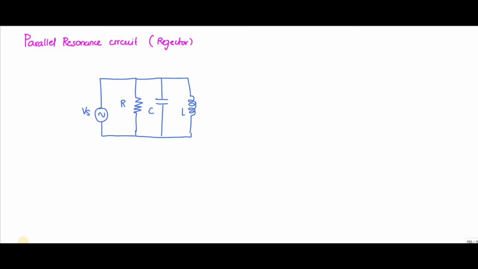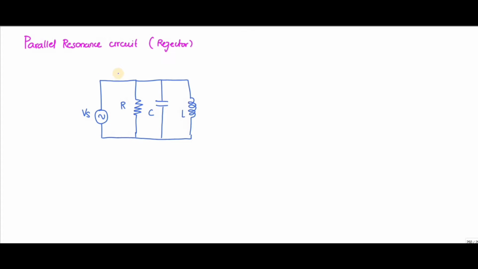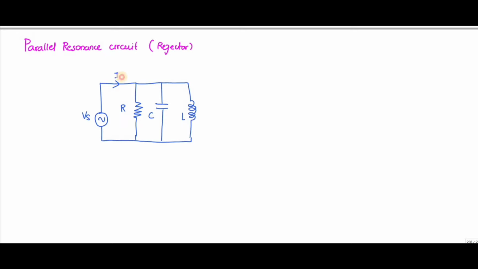In this video, we are going to discuss the parallel resonance circuit. This is also called a rejector circuit. Here R, L and C are connected in parallel, and Vs is your AC supply. The current flowing through this is, let me term it as Is.